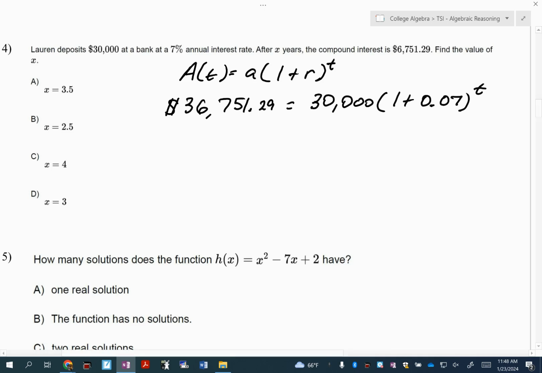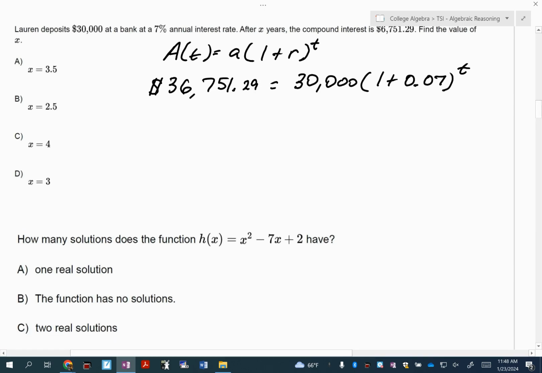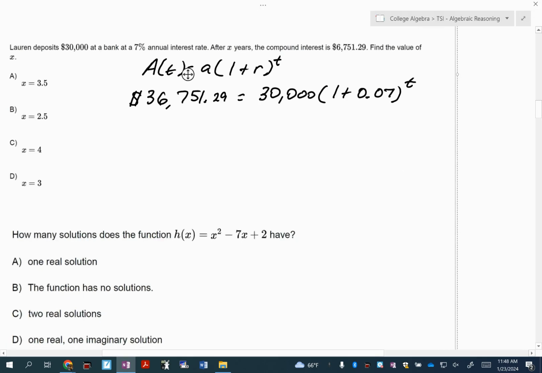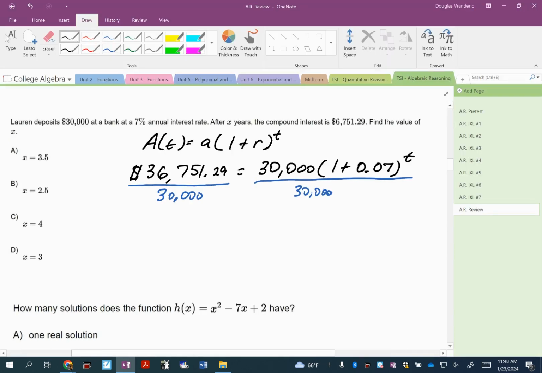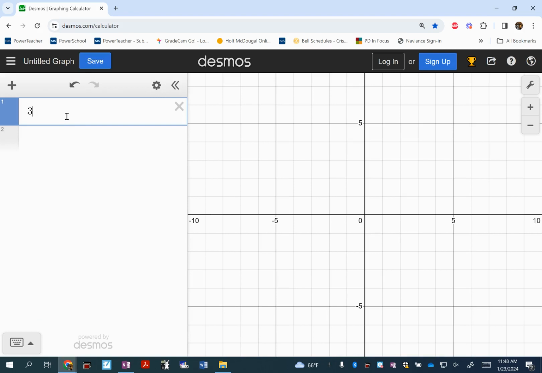All right, so you have your answer choices here. If you wanted to use your calculator to type in t and figure out which one matches, you could do that. I'm going to solve this a long way using logarithms. So the first thing I'm going to do is divide both sides by that 30,000. And you could go ahead and get a value if you wanted to, or you could leave it like that. I'll go ahead and show you the calculation of 36,751.29 divided by 30,000.